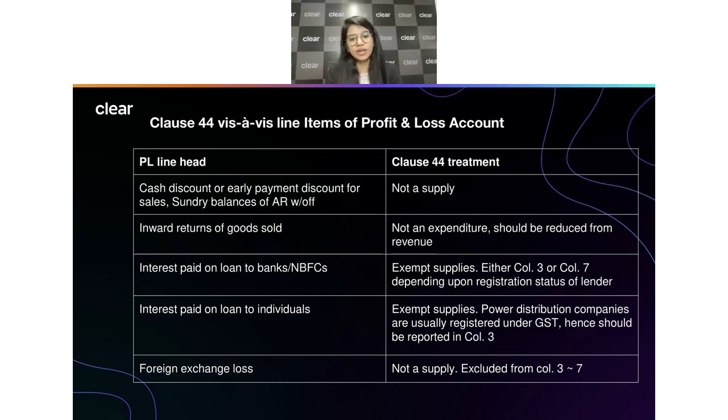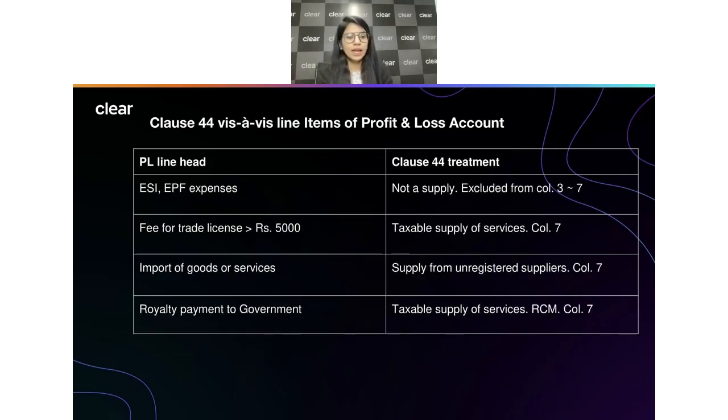Now, when it comes to foreign exchange loss, it is not a supply. So here you have two choices, whether you want to report that as a part of total expenditure and not show the breakdown, or you may choose not to show that at all. You can just ignore that. Similarly, when it comes to ESI and EPF, that is also not a supply, so ideally we should not show that. And even if we talk about fee for trade license, which is greater than 5,000, it is a kind of taxable supply, and you have to report it in column number 7.